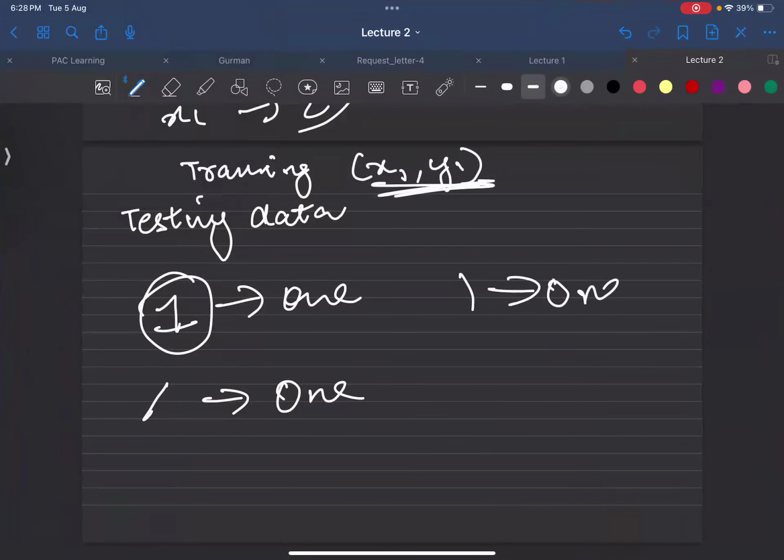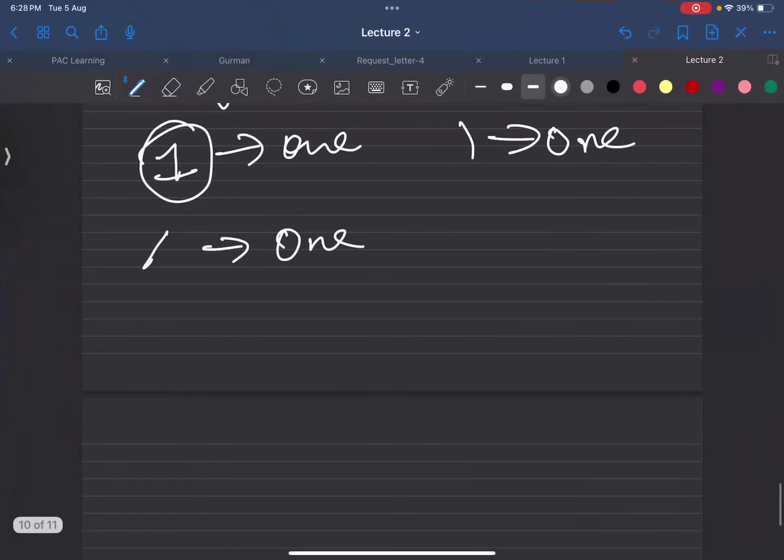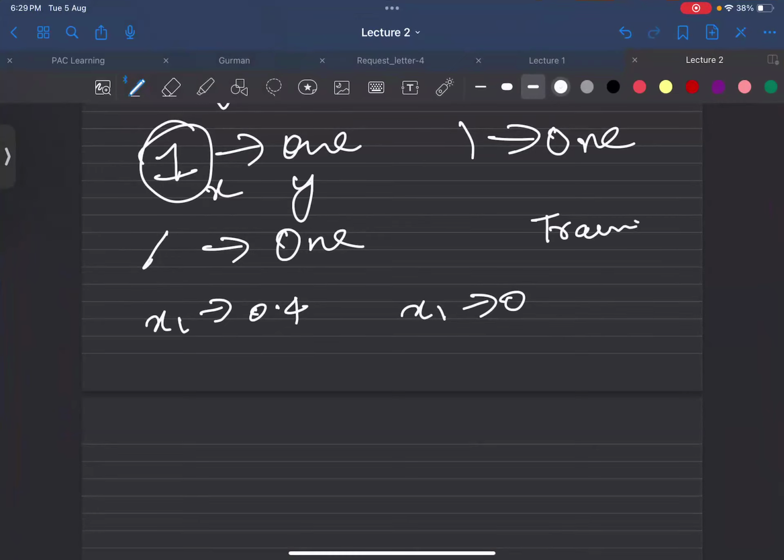This figure which I'm having is equal to 1. So all these figures which I'm having are equal to 1. Or the value of x1 is equal to 0.4. I am having this x and y mapping in my training data. Is it correct or not? I'm having this mapping in the training data or not? Yes, who was asking the question?